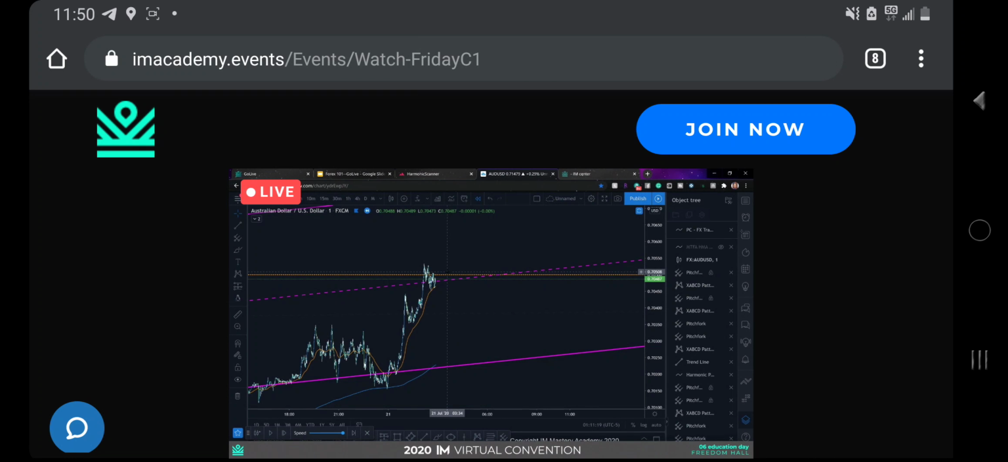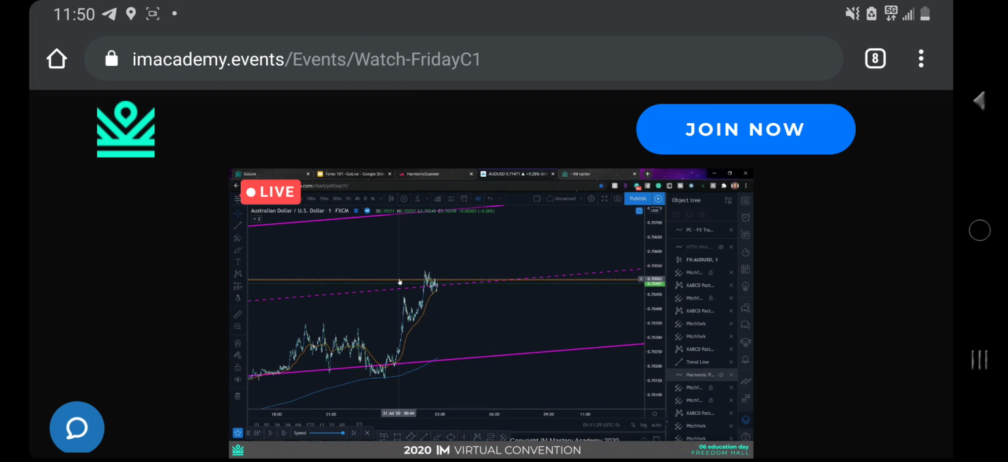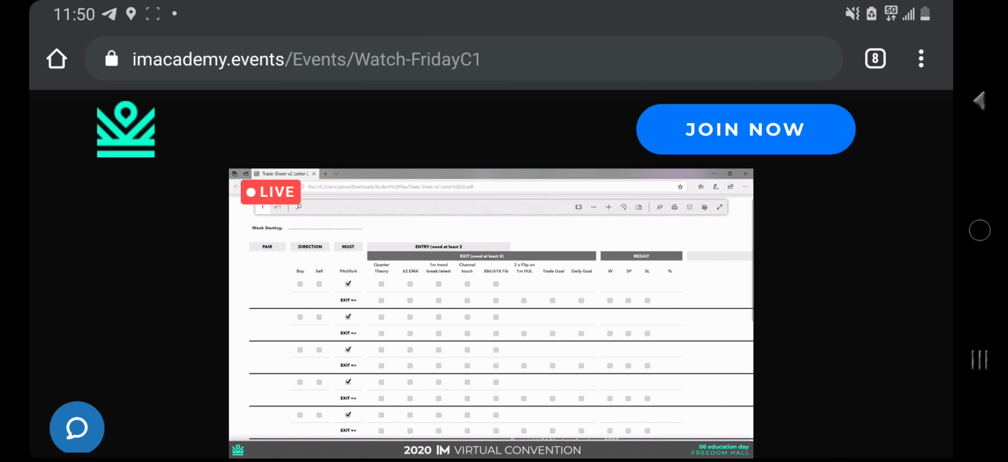Now, if you guys are new to quarter theory, this is mathematical support and resistance. Really, the only thing you got to know about quarter theory is mathematical support and resistance. There's other stuff to know about quarter theory, but it's not important for this right here. So when I'm looking at this quarter theory, I'm looking at a rejection, rejection, rejection. Quarter theory is telling me to sell.